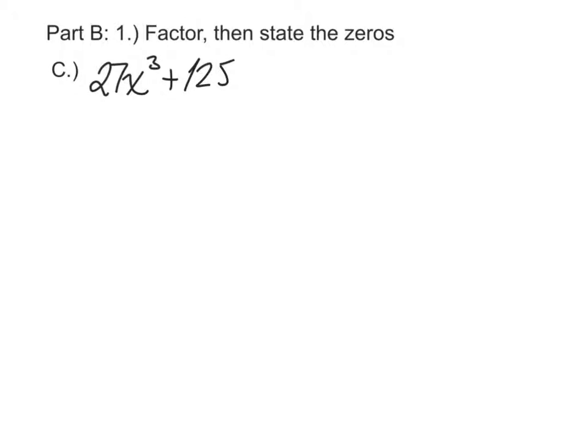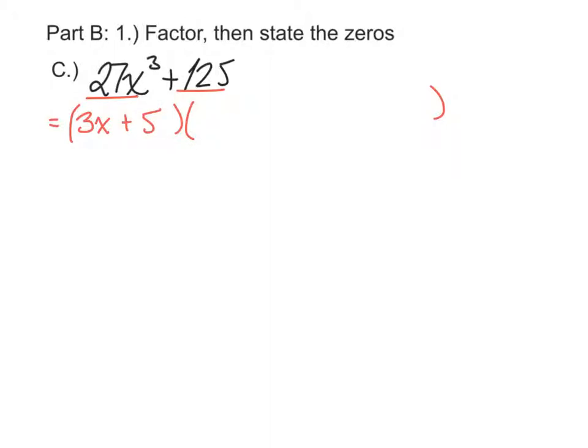For the third one, we're going to factor the sum of 2 cubes. In order to do that, this is going to break up into a small factor and a large factor. The small factor is going to have 2 terms in it, the cubed root of each of the terms above. The cubed root of 27 is 3, and the cubed root of x cubed is x. Then the second term is going to be the cubed root of 125, which is 5.